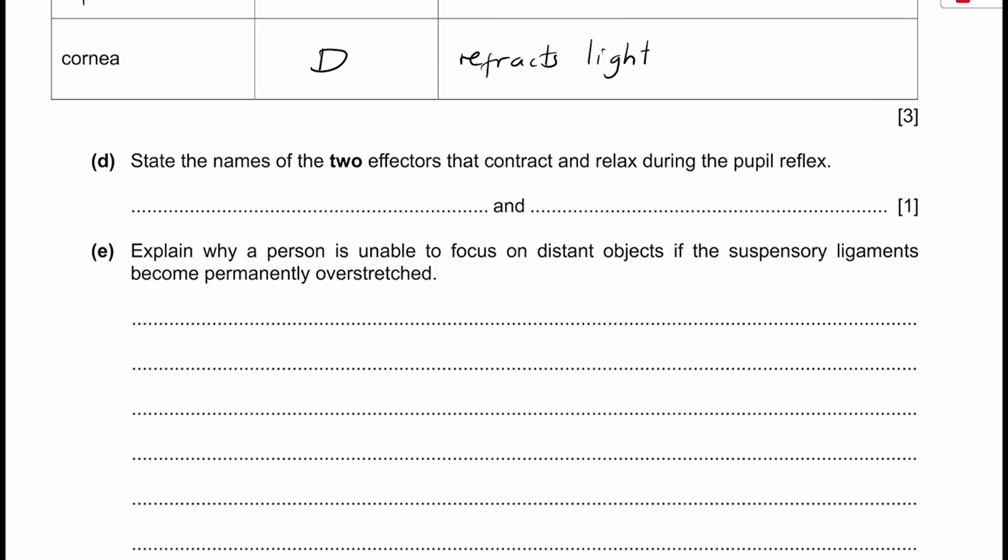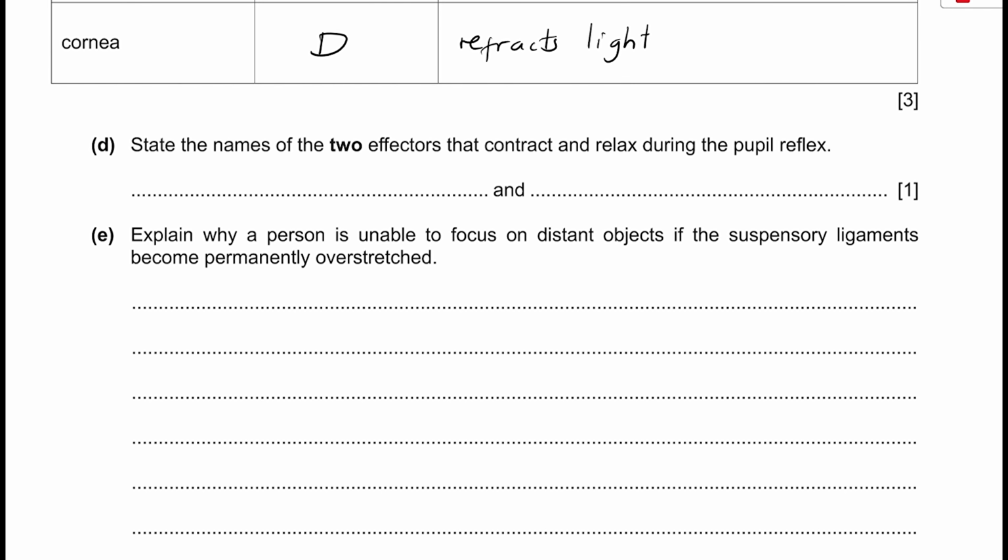D says, state the names of the two effectors that contract and relax during the pupil reflex. Okay, so during a pupil reflex, the effectors that relax and contract are usually the circular and radial muscles of the eye. So we'll say here we have the radial and circular muscles of the eye.